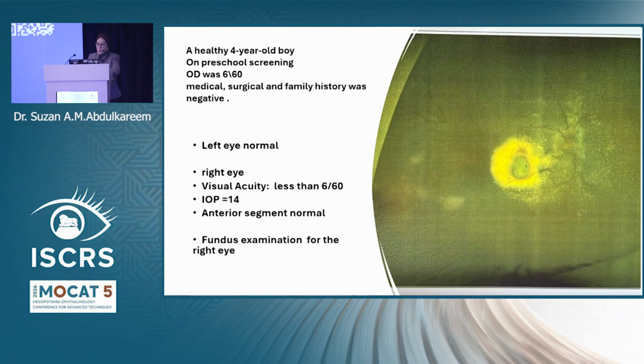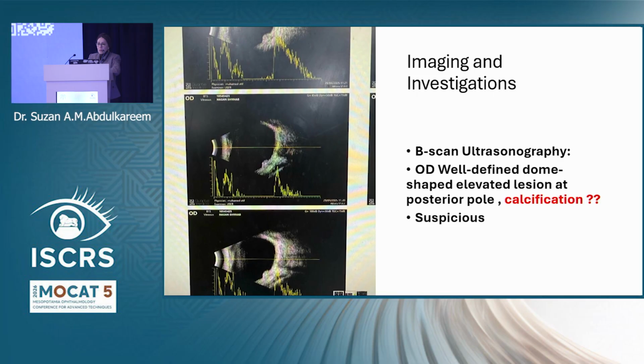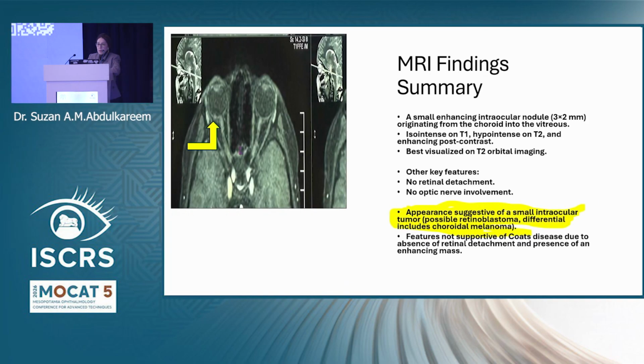So we sent him for the B scan. The B scan made us even more worried, because it said there is a mass and there is calcification. So we went for MRI. The MRI again said there is a mass. So what to do? Is it a retinoblastoma? Clinically, we still have these telangiectatic vessels, these retinal exudates, so we think it is Coats disease. Clinically, it is Coats disease, but imaging points toward retinoblastoma.